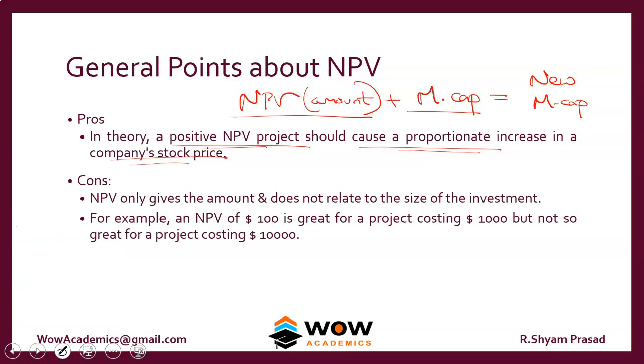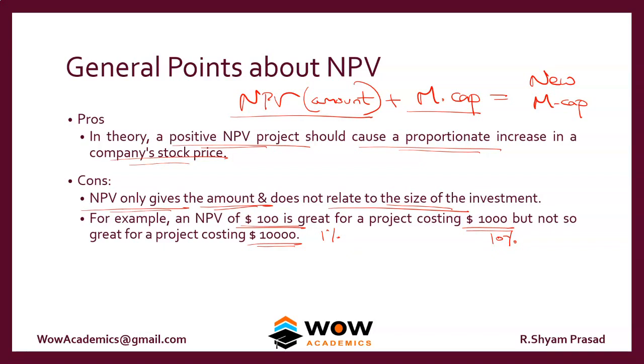So what are the drawbacks of this method? NPV only gives the amount and does not relate to the size of the investment. For example, an NPV of 100 is a very good thing if it's for a project costing 1,000, because we get a 10% return. But if it's for a project which has a capital cost of 10,000, then it becomes a 1% return project.